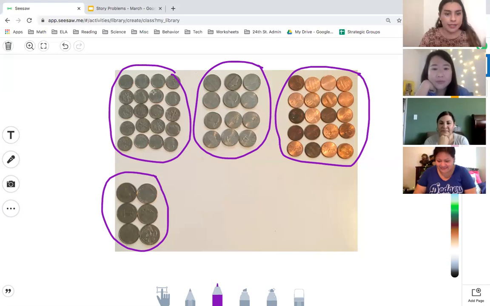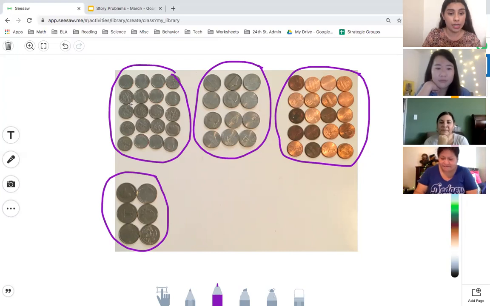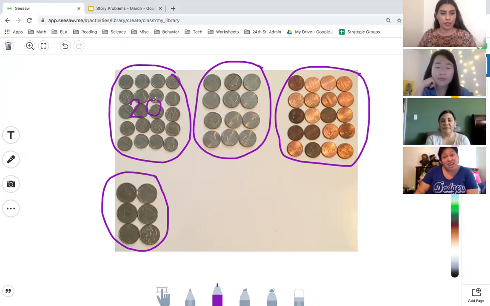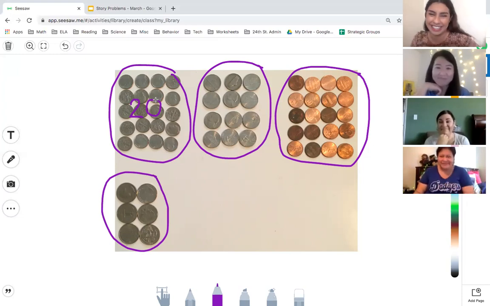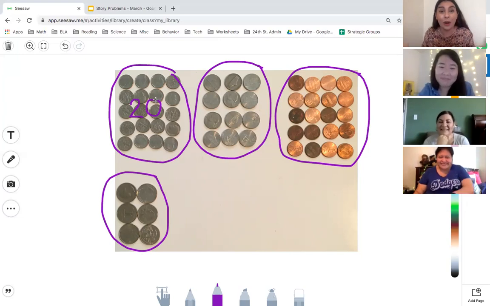Okay. So let's see here. I have my dimes and I'm going to start with those first. And I see that there are 4 in a row. So 4, 5, 6, 7, 8. 8 plus 4, 8, 9, 10, 11, 12, 13, 14, 15, 16, 17, 18, 19, 20. Okay, so I have 20, and I can write it on top, 20 dimes. Okay, and am I done now? No. So I have to do it for all of them? Yeah, because we want to make sure that we're clearly showing our math thinking, right?